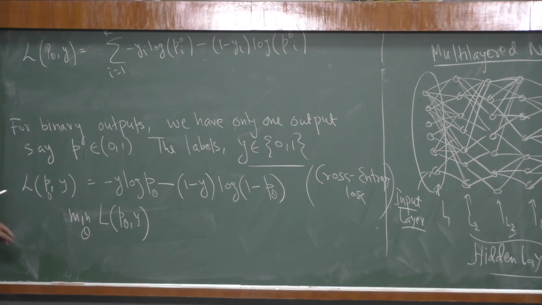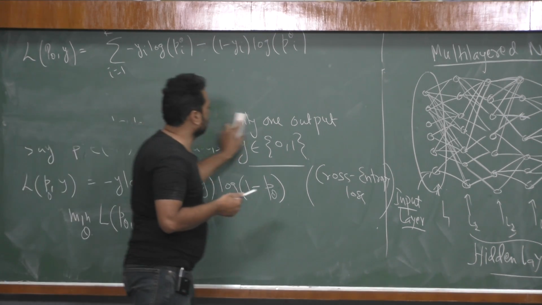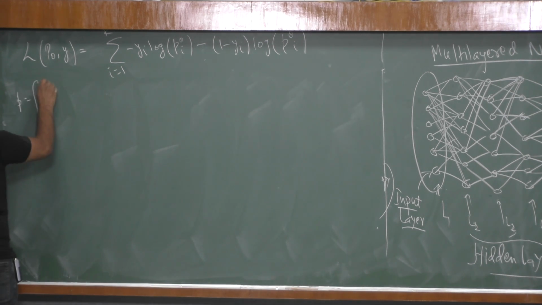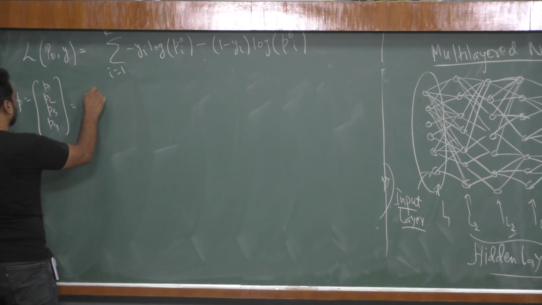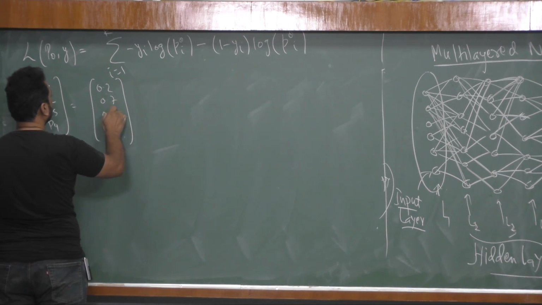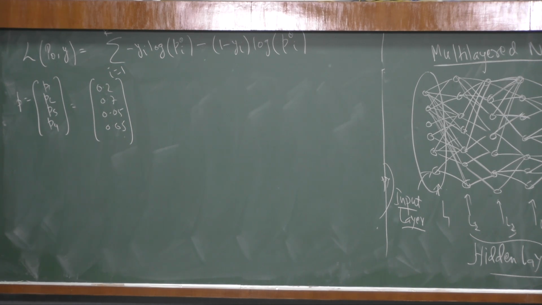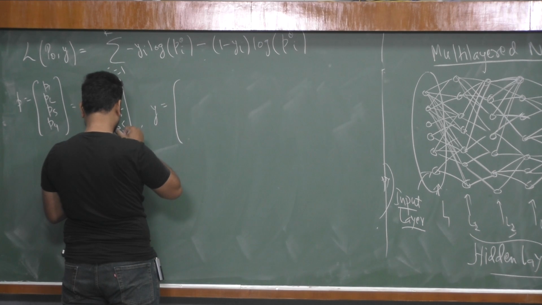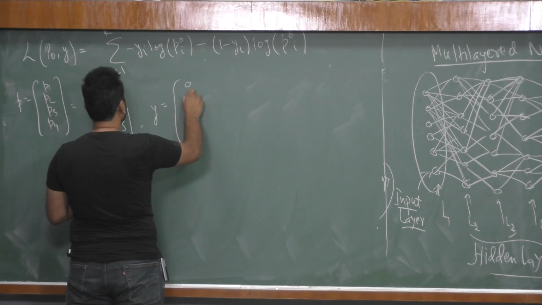For an example of this, let us say the P matrix that I produce, which is P1, P2, P3, P4, gives me an output of 0.2, 0.7 and so on. I think it should sum to 1. Okay, so this seems to be the case. So let us say our P matrix is this, and our Y matrix is, let us say, 0, 1, 0, 0.